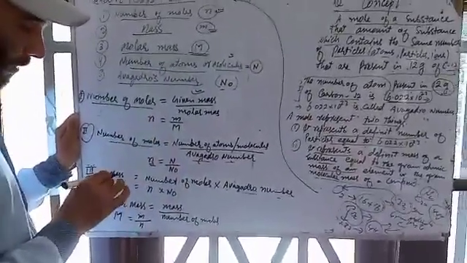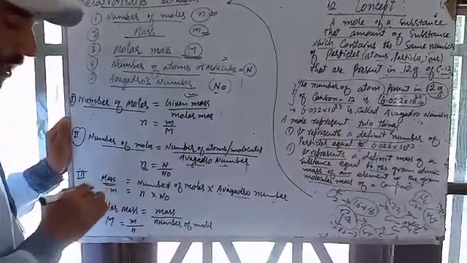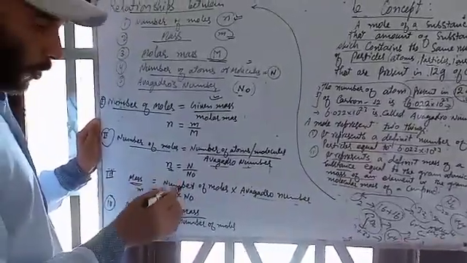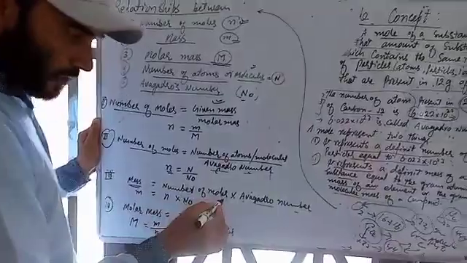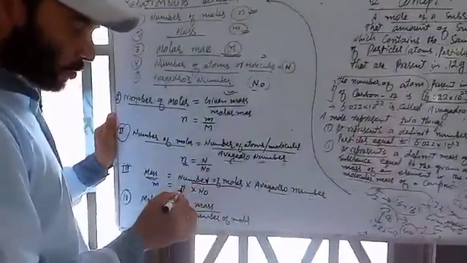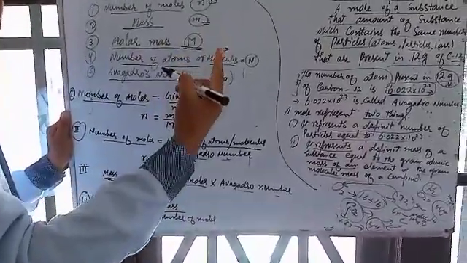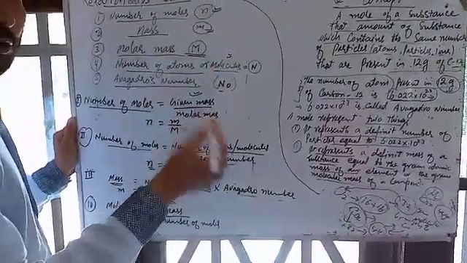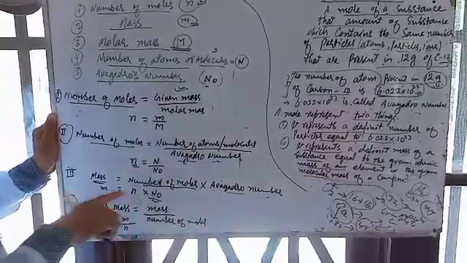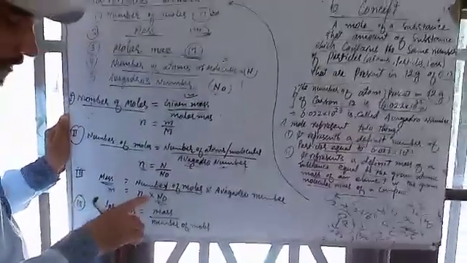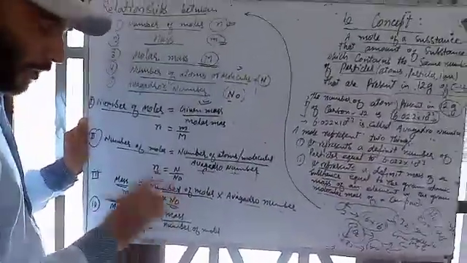Third thing is mass. How can you calculate the mass of a substance? By knowing the number of moles. How many moles are there? That means small n into the molar mass. Avogadro's number you have to remember: 6.022 × 10^23. That means small m is equal to n into M.